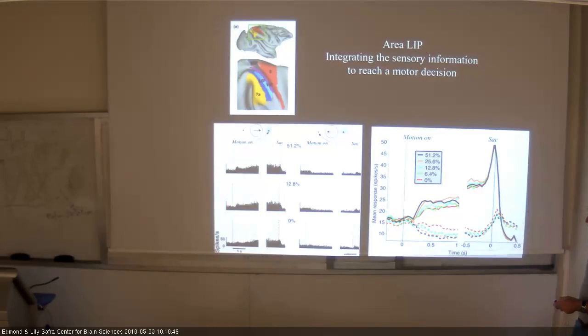Okay, so it starts well before the saccade, this vertical line corresponds to the saccade, and it ends right after the saccade. This is what you see here, basically. Okay, so I explained that.